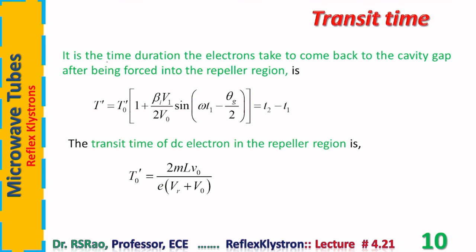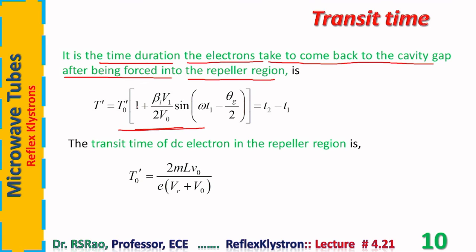As already mentioned, transit time is the time duration the electrons take to come back to the cavity gap after being forced into the repeller region. It is given by this formula. T prime equal to T0 prime times 1 plus beta I V1 by 2 V0 sine of omega T1 minus theta G by 2. Of course, it is T2 minus T1. This relation one can obtain without any difficulty by substituting expression for velocity in the expression for T prime given in the previous slide. Now, what is T0 prime? It is the transit time of DC electron in the repeller region. It is equal to 2mLV0 by e(VR plus V0).